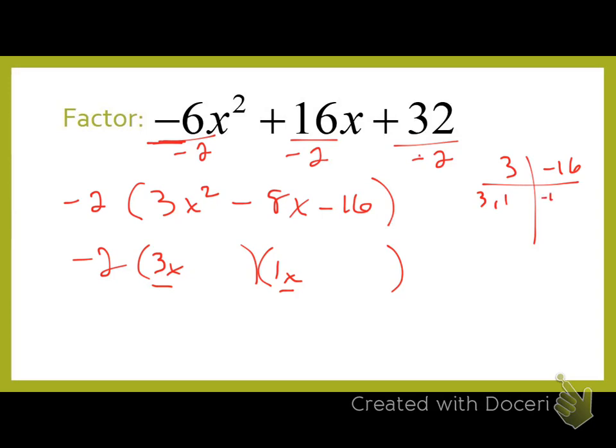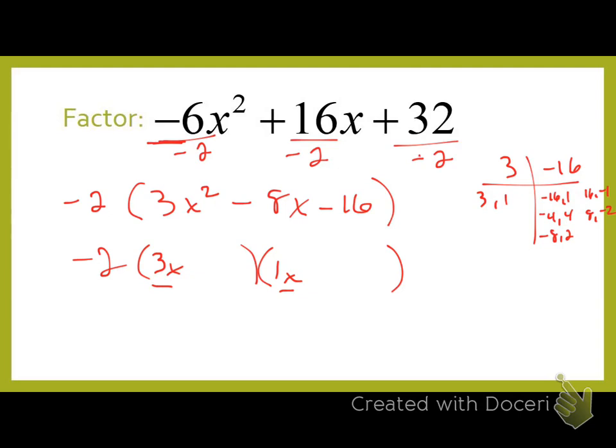Negative 16 has several factor pairs. Negative 16 and 1, negative 4 and 4, negative 8 and 2, or we can go 16 and negative 1. Well, negative 4 and 4 is the same. 8 and negative 2. I need to go through and come up with a multiplication set that will add to negative 8.